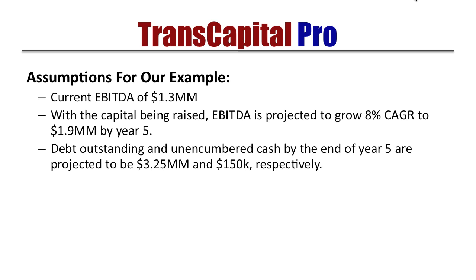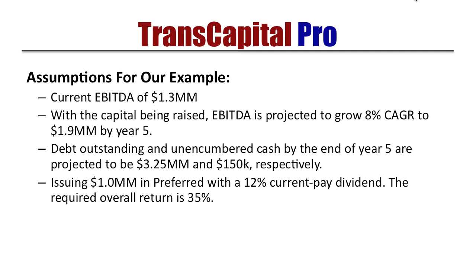We're forecasting that the debt outstanding and the unencumbered cash by the end of year 5 are projected to be $3.25 million and $150,000 respectively. We're going to be issuing $1 million in preferred with a 12% current pay dividend, and the overall return expected by our investors is 35%.